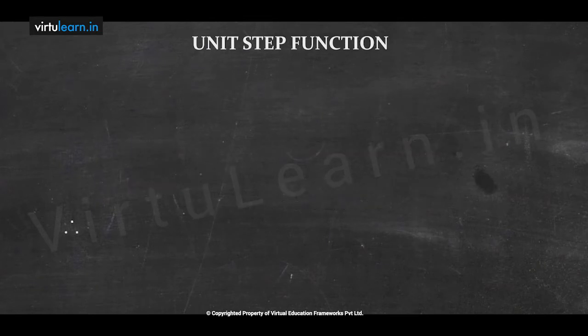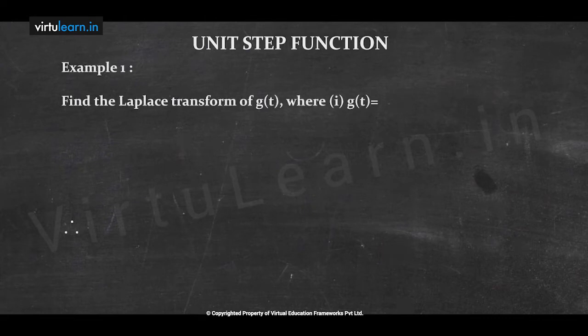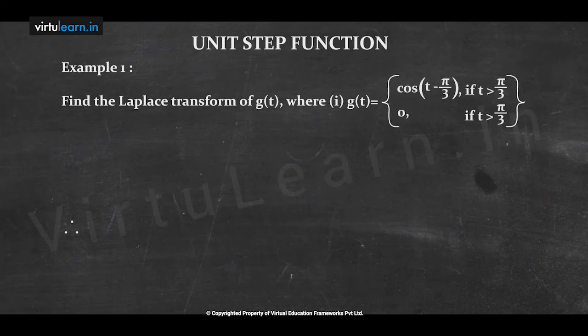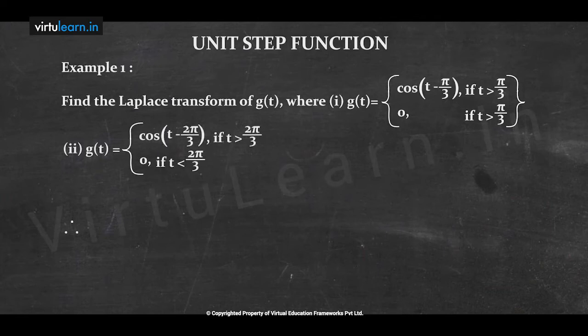First problem, I have taken two problems in this. Find the Laplace transform of g of t where g of t equal to cos of t minus pi by 3 if t is greater than pi by 3, 0 if t is less than pi by 3. Another one, g of t equal to cos of t minus 2 pi by 3 if t is greater than 2 pi by 3. This is the second question. 0 if t is less than 2 pi by 3. I have taken two problems here. Observe the problems very carefully.